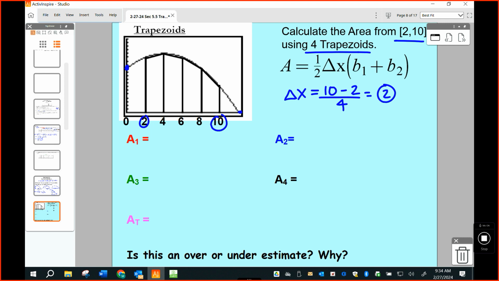Okay, so every 2, you're going to go 2, 4, 6, 8, stop at 10. Put nice big dots on your curve at 2, 4, 6, 8, and 10. You guys know that if we have 4 rectangles, or in this case 4 trapezoids, you will have 5 x's. So take a moment to draw those trapezoids. You are connecting these points on the curve, and that gives you the trapezoid shape.